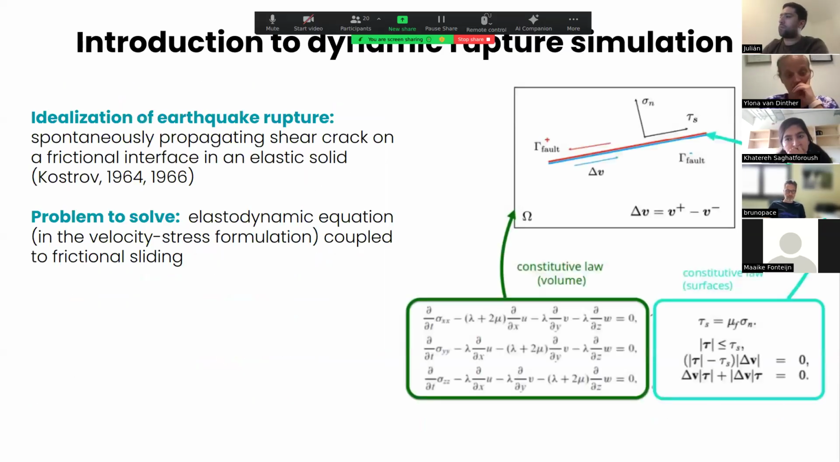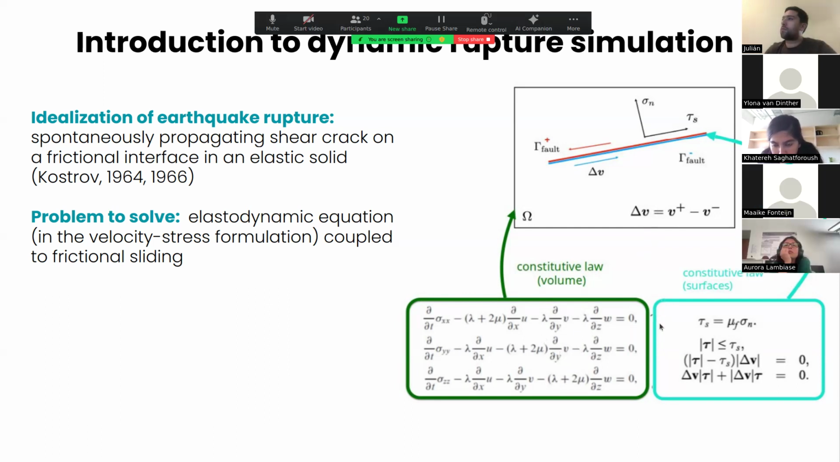So in a dynamic rupture model, the earthquake rupture is idealized as a spontaneously propagating shear crack on a frictional interface in an elastic solid. Here on the right, you have a schematic representation of the problem. So we solve the elastodynamic equation of motion everywhere in the volume, coupled with additional equations governing frictional sliding on a boundary interface representing the fault surface.